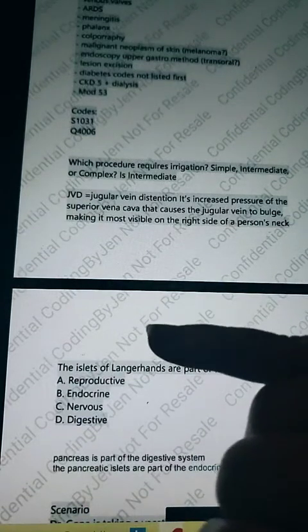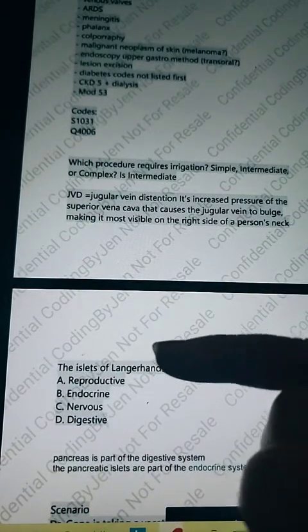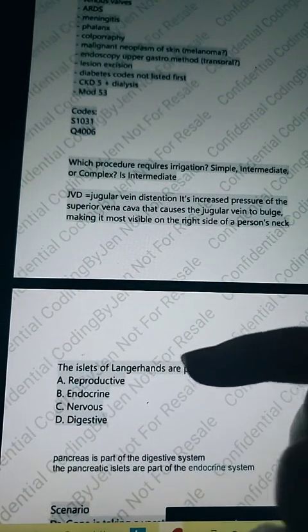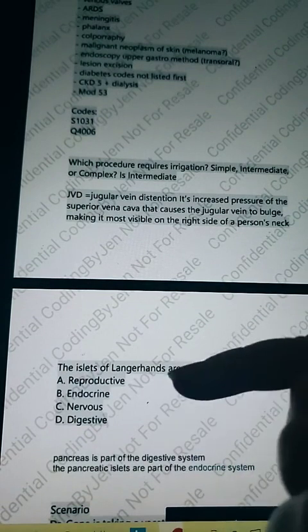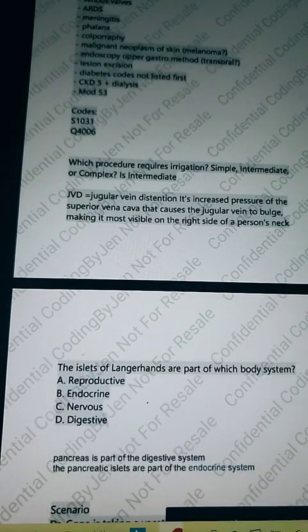Oh, and did you know if you took your CPC exam in person, if you wanted bigger font, you could ask for it ahead of time and they'd ship you an exam with bigger font.